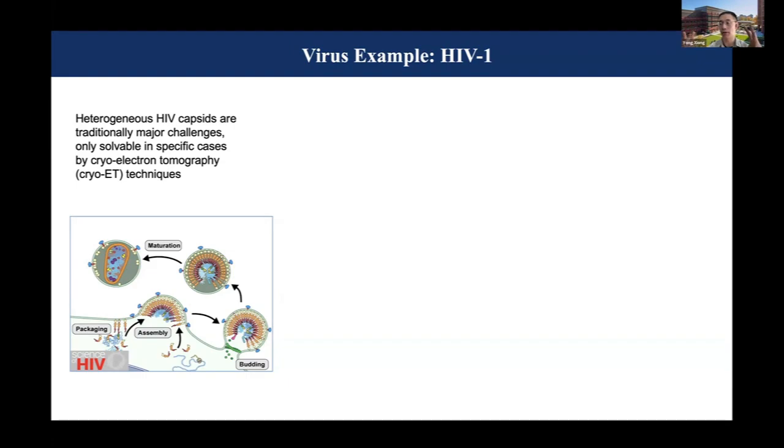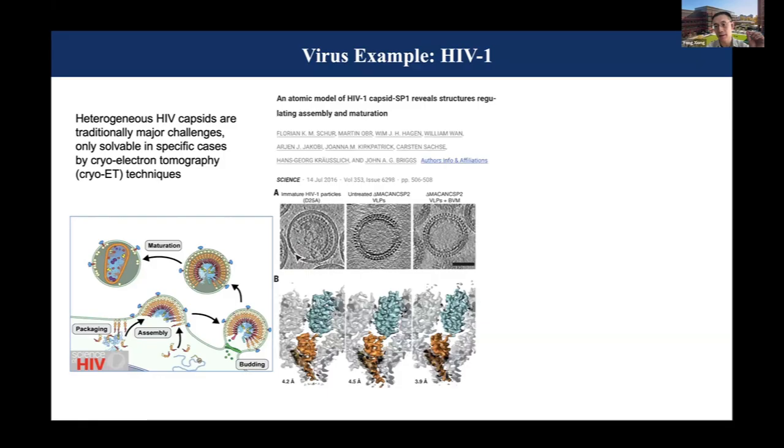Meaning, overall it doesn't have a good symmetry. So you cannot just treat the whole virus particle as a single particle. Traditionally, it cannot be done in a single particle way. Then how it was done is really, again, through cryo-ET, cryo-electron tomography.